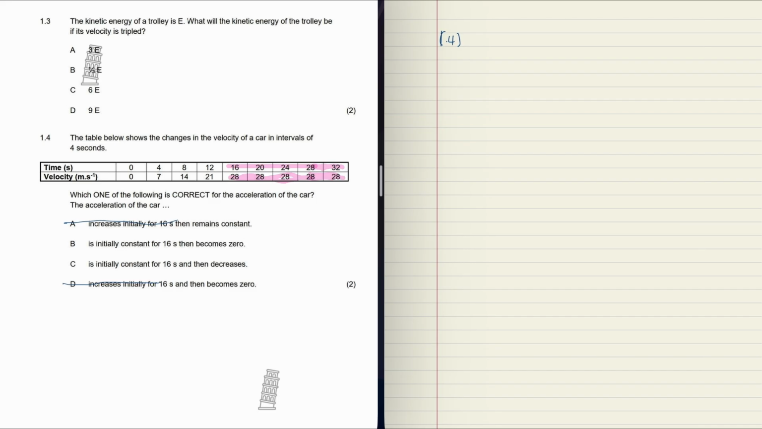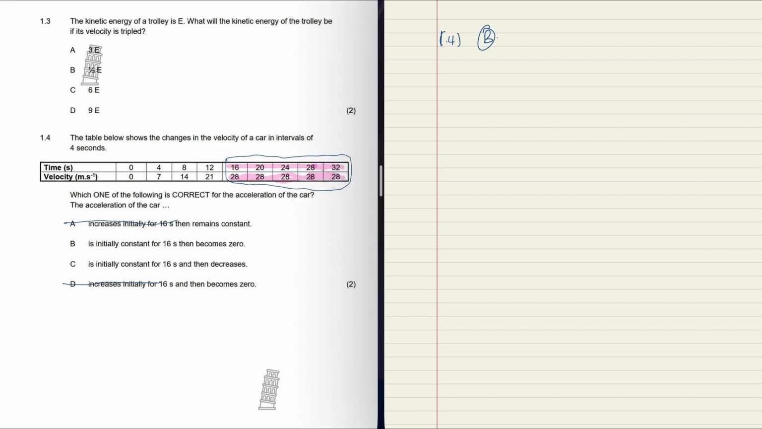Now, after 16 seconds, we can see that there is no change in the velocity. So if there's no change in the velocity, that means that the acceleration is going to be 0. So the answer here is going to be B.